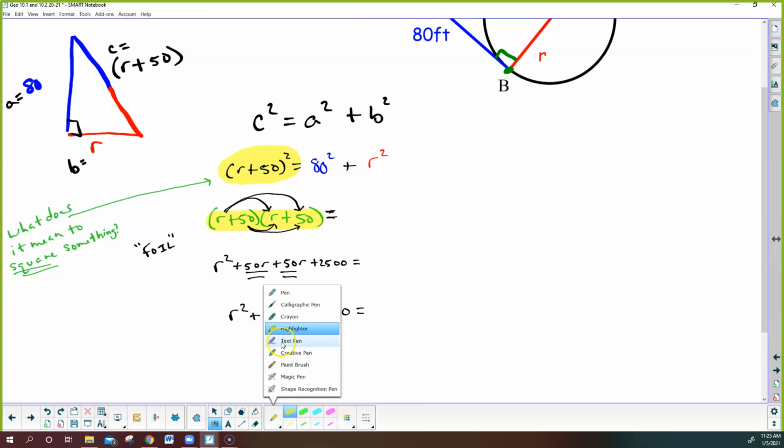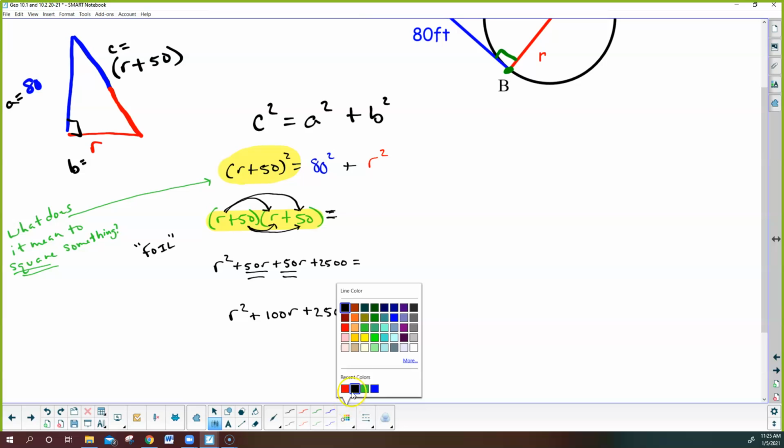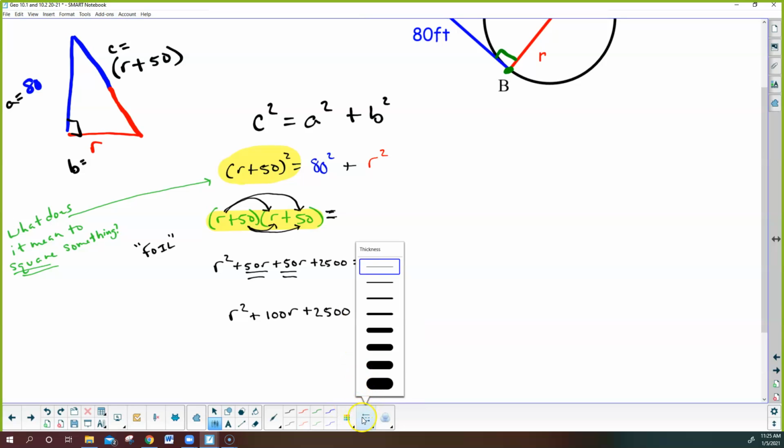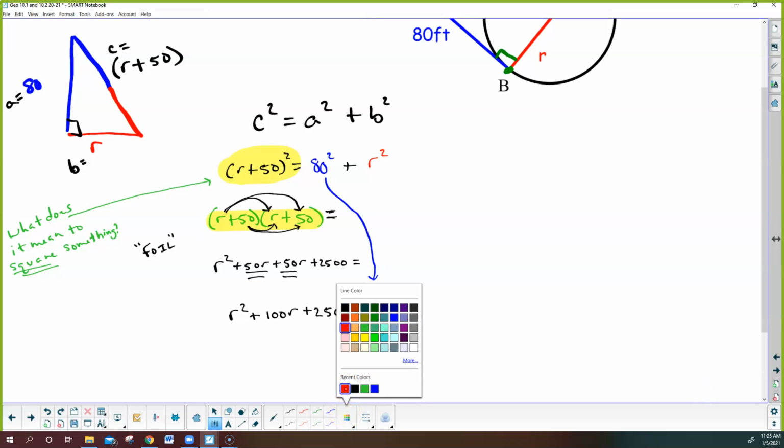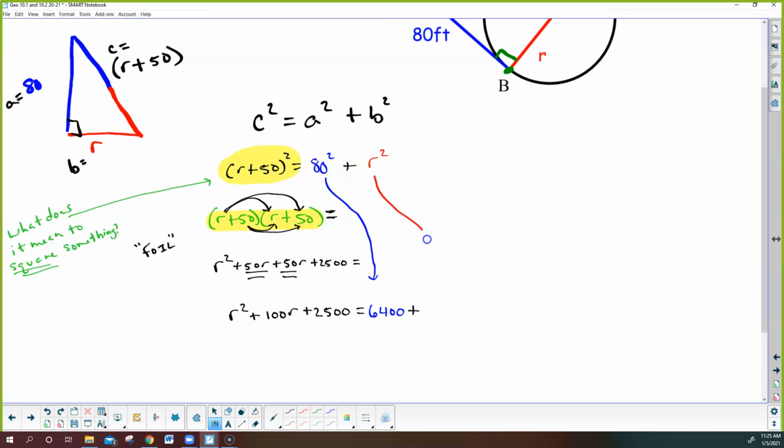Because our job is to actually take all the rest of the pieces. So 80 squared, I'm just going to bring this all the way down instead of rewriting it. 80 squared is 6,400. Plus, and then don't forget about the r squared. We're just going to write that as r squared.